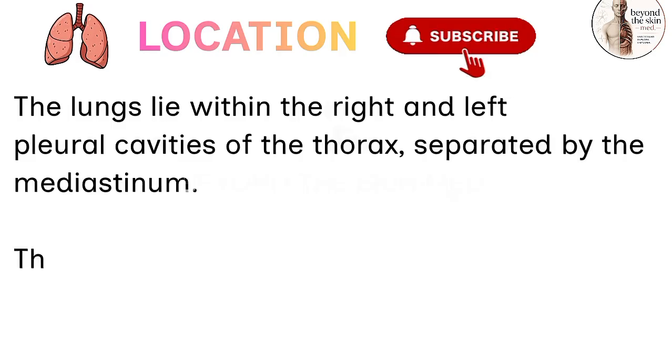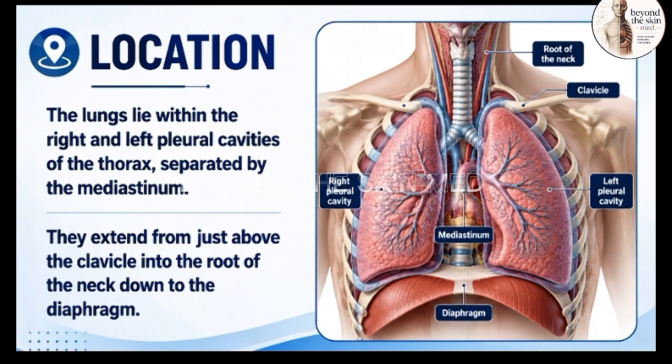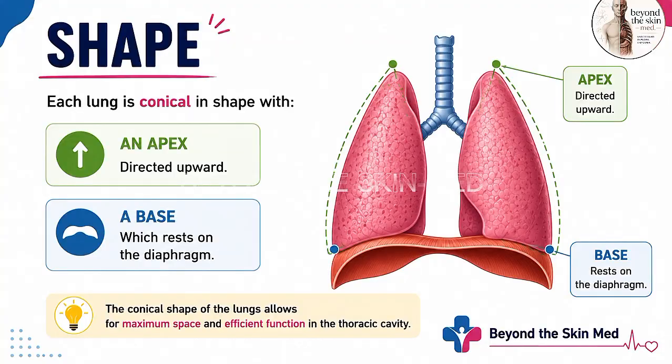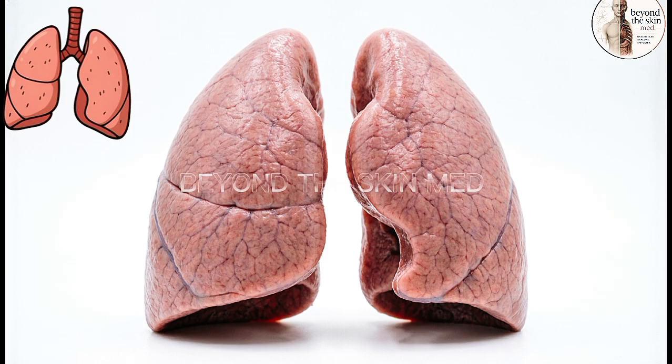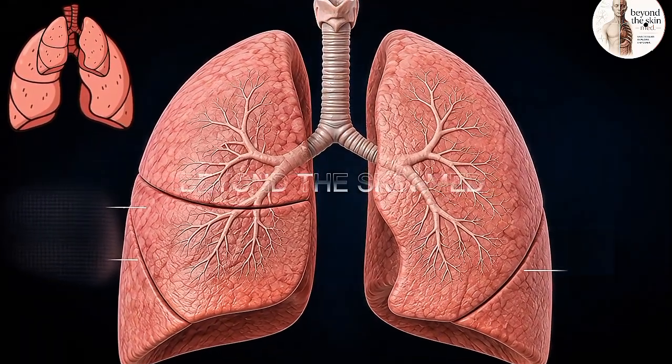Location. The lungs lie within the right and left pleural cavities of the thorax, separated by the mediastinum. They extend from just above the clavicle into the root of the neck down to the diaphragm. Shape. Each lung is conical in shape with an apex directed upward and a base which rests on the diaphragm. Color. The human lungs are rosy pink in color.